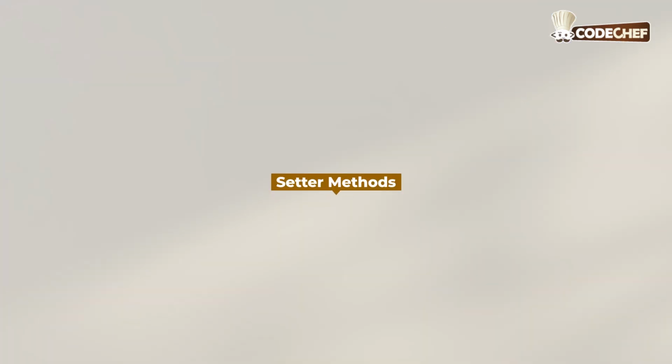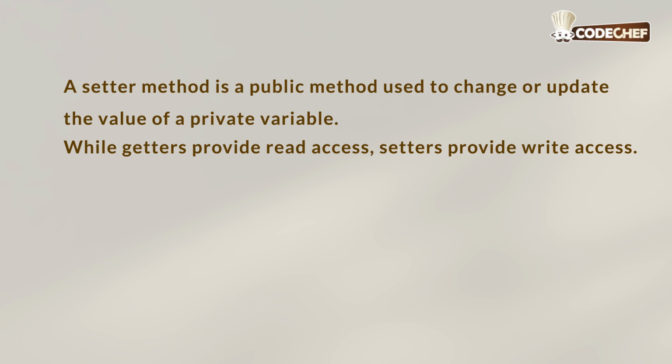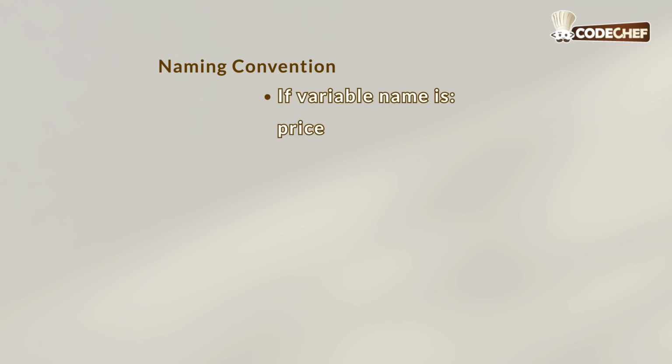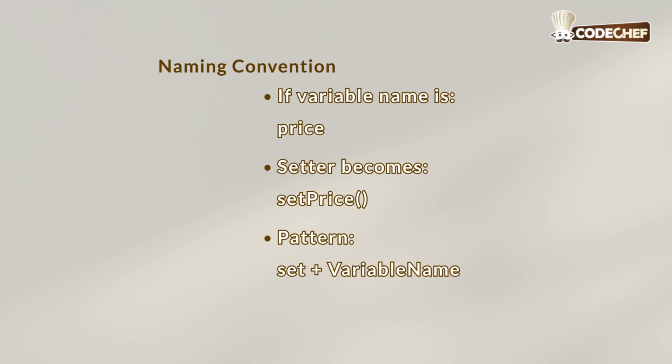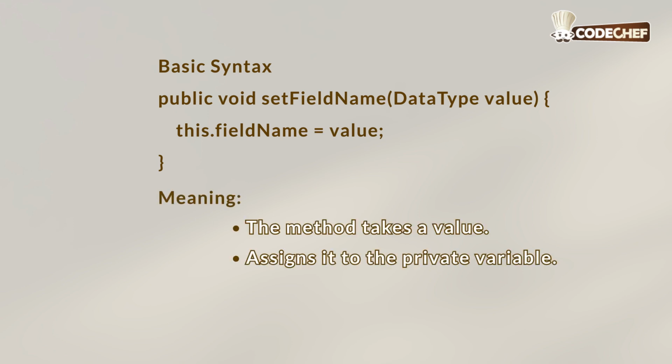Now let's talk about setter methods. A setter method is a public method used to change or update the value of a private variable. While a getter provides access to read, setters provide access to write. So you can think of it like this: getter is read access only and setter is write access. Now the naming convention looks like this. If the variable name is price, the setter becomes setPrice. So the pattern is set plus variable name. The basic syntax looks like this. Public void set field name, and this.fieldName equals value. So the method takes a value and assigns it to a private variable.